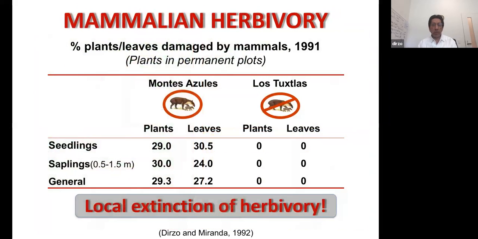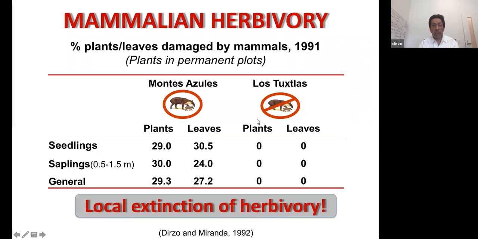In this slide, I'm showing to you a comparison of the percentage of plants and leaves that show evidence of being damaged by mammals. In this particular case, going back to the original study that we began in 1991, but I can tell you that the numbers that you will see in this slide are pretty much consistent with what we see even today. So these are the percentages of plants or leaves in permanent plots, individually marked as I showed you in the previous slide, representing the percentages of seedlings and saplings, or the overall general percentages, that do have evidence of being herbivorized in terms of the leaves or plants in Montes Azules on the left. And as you can see, the numbers there are around 29, 30, in general, 29% in the case of plants, 27% in the case of leaves, that do show evidence of being affected by mammalian herbivory.